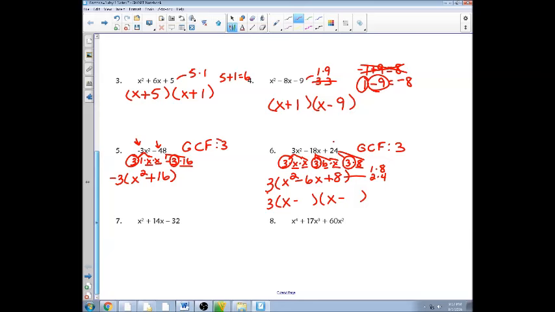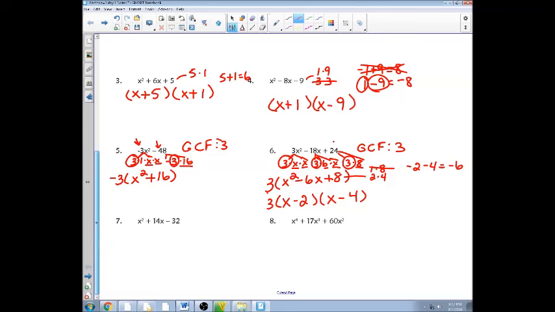Is there any combination of 1 and 8 that can get me to negative 6? There is not, so I will not use 1 and 8. Is there a combination of 2 and 4 that I could use, though, that would get me to negative 6? I know that both of my signs will have to be negative, looking down here at my parentheses. So if I do negative 2 minus 4, will that get me negative 6? Yes, it does. So 2 and 4 would go in my blanks, and I have used a GCF, and I have factored that completely.